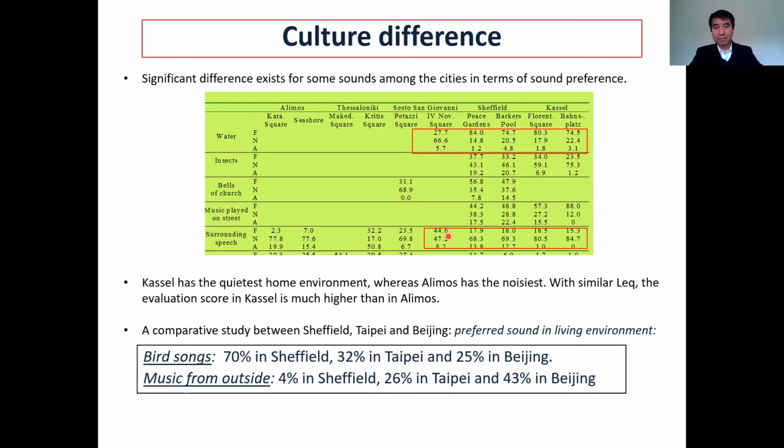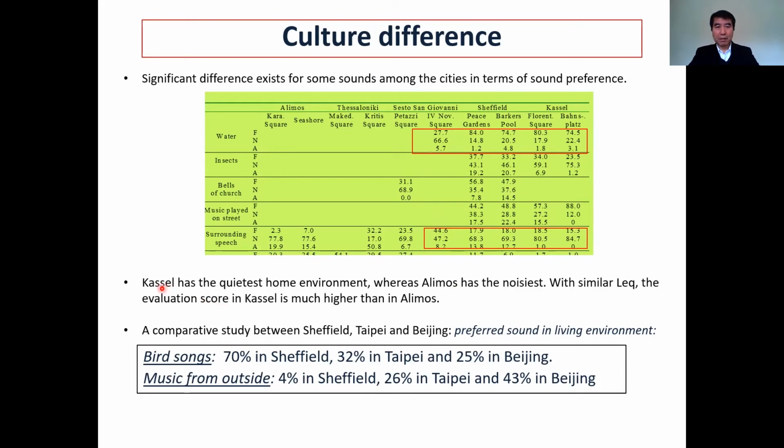And differently, for surrounding speeches, English people and German people are similar. They kind of think of this as neutral, not liking it so much. But in Italy, about half the people think it's favorable, like surrounding speeches, and half think it's neutral. So you can see within Europe, there are already some cultural differences.